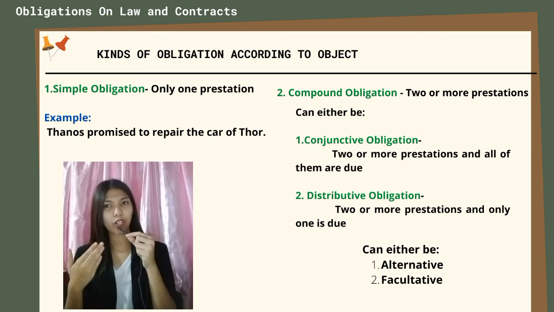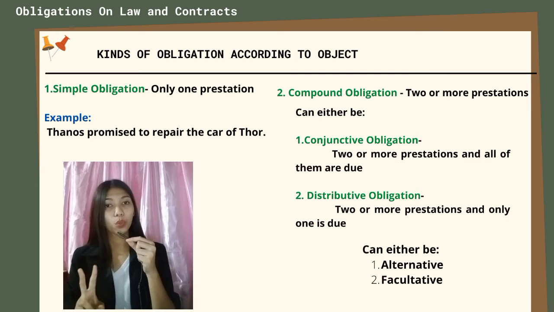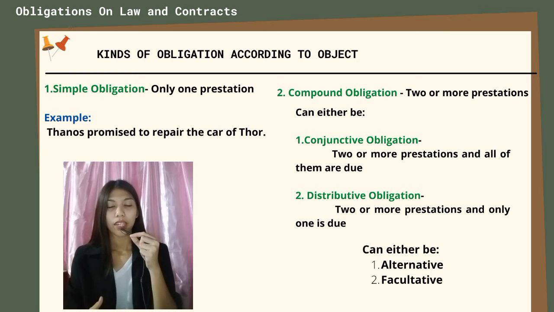So when we say conjunctive, it is where there are two or more prestations, and all of those prestations are due. Whereas kung maingon ta og distributive obligation, it is where there are two or more prestations gihapon but only one is due. And a distributive obligation can either be alternative or facultative, and that is what we are going to discuss for today's report.